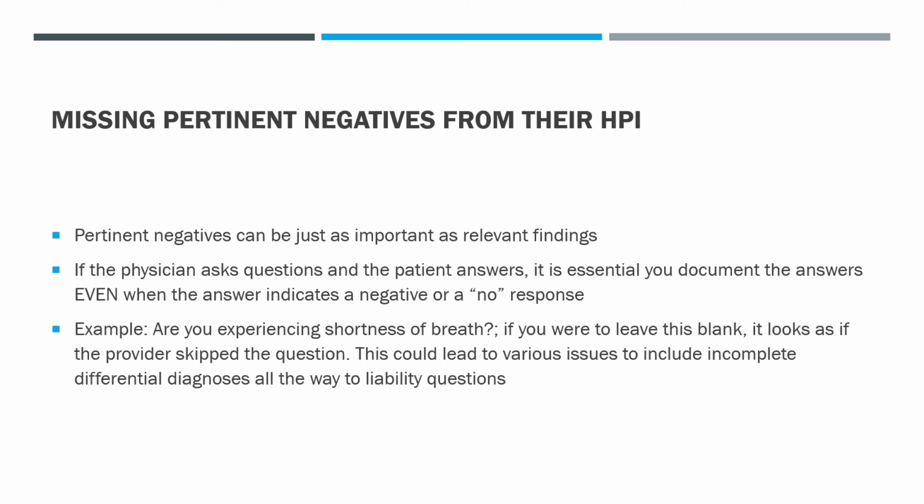Missing pertinent negatives from the HPI. Pertinent negatives can be just as important as relevant findings. If the physician asks questions and the patient answers, it is essential you document these answers even when the answer indicates a negative or a no response, especially when it comes to things like shortness of breath, chest pain, that kind of thing. We need to know: no shortness of breath, no chest pain, no dyspnea on exertion, no nausea, no vomiting, no headaches, no dizziness.